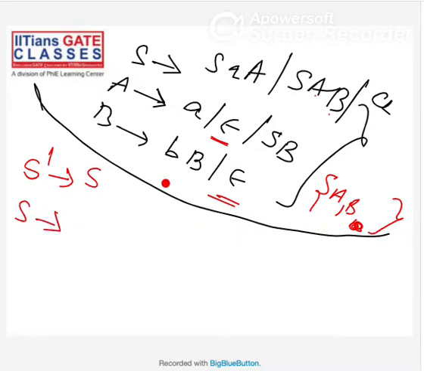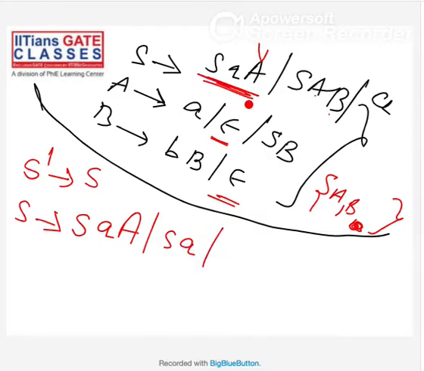This S dash will go to where? This S is not nullable, so this S you will leave as it is. This A is nullable, so you will write it as it is and you will send it to null. Are you getting it? See, in this production, this A is nullable. So what you will do, you will write it as it is and you will send it to null. So two times basically: write it as it is and send it to null.